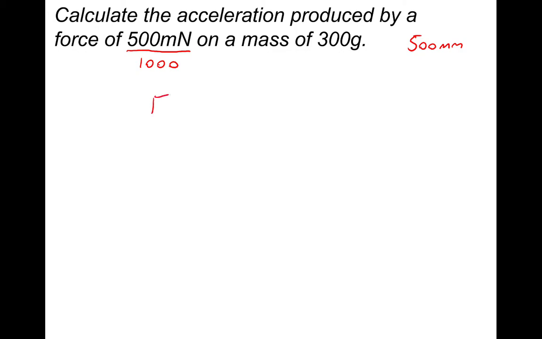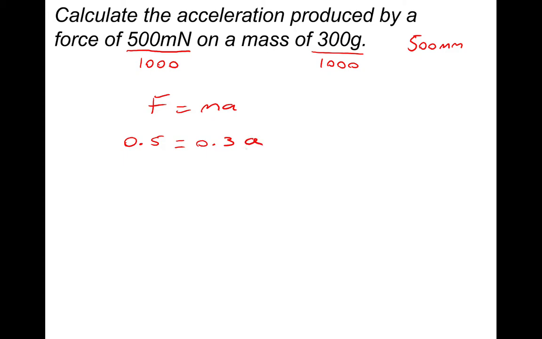So let's write the equation. That's F equals ma. The force is 0.5 newtons, equals, and for the mass, we've got to be careful with this one as well, because this is 300 grams. You should know from maths that there are 1,000 grams in a kilogram, so we have to divide this one by 1,000 as well. 300 divided by 1,000 is 0.3. So we've got 0.5 equals 0.3 times A.